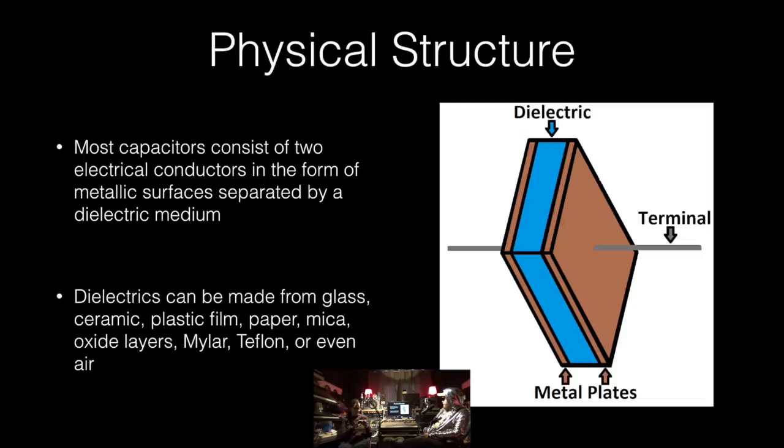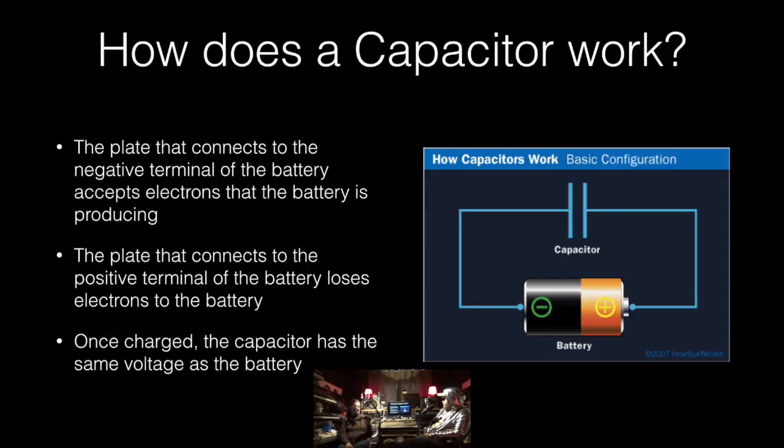So how does a capacitor work? The plate that connects to the negative terminal of the battery accepts electrons that the battery is producing. And the plate that connects to the positive terminal of the battery loses electrons to the battery. So once charged, the capacitor has the same voltage as the battery. So what happens when it's charged? Current stops flowing, unless there are other circuit elements.